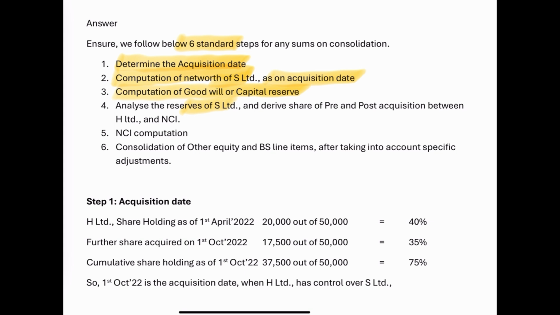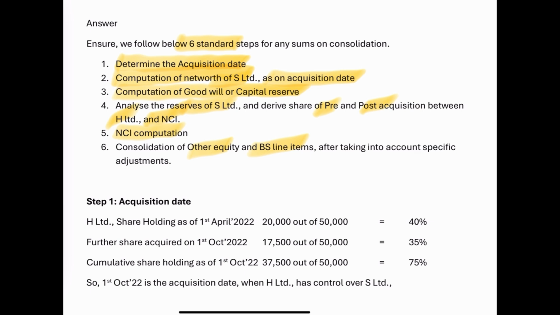So we don't have to analyze the reserves of the holding company, but we have to analyze the reserves of the subsidiary company, so that we can allocate the reserves between pre and post acquisition and between the holding company and NCI. And the fifth one is we'll have to compute the non-controlling interest. Then the last step is to make a consolidation of other equity and the balance sheet line items. So once these 6 steps are done, then we can prepare the consolidated financial statement.